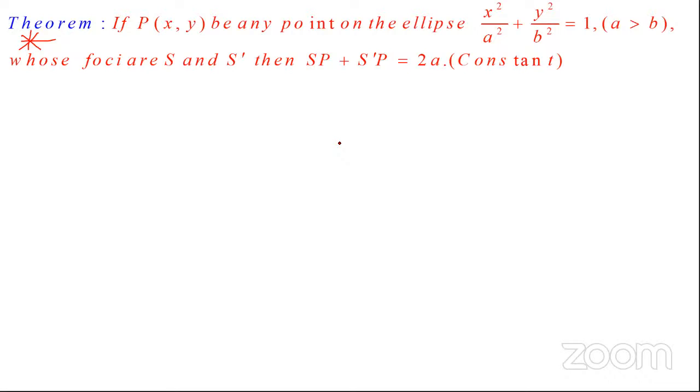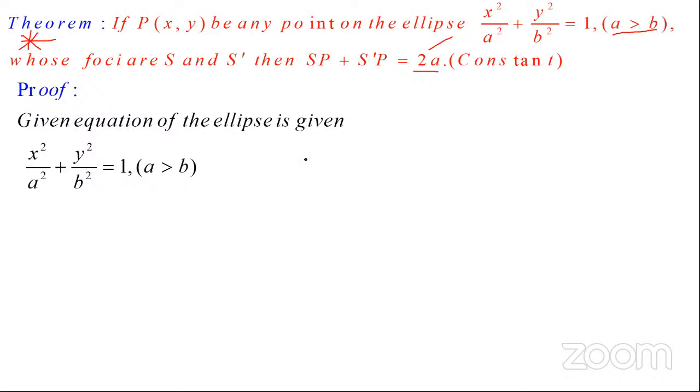We just have to prove that the length of SP plus the length of S'P equals 2a. Here 2a is the major axis. I'm saying that this is the major axis because a is greater than b. If a is less than b, then this is the minor axis. Okay, next. So this is the proof.